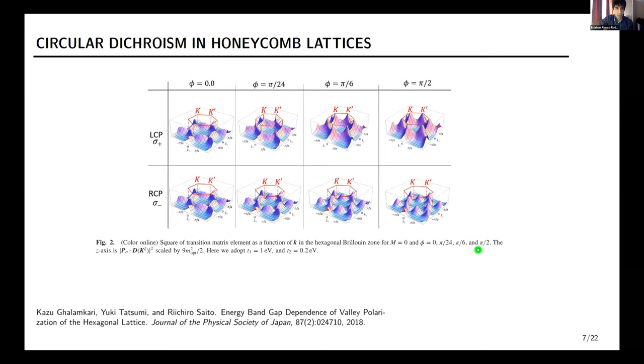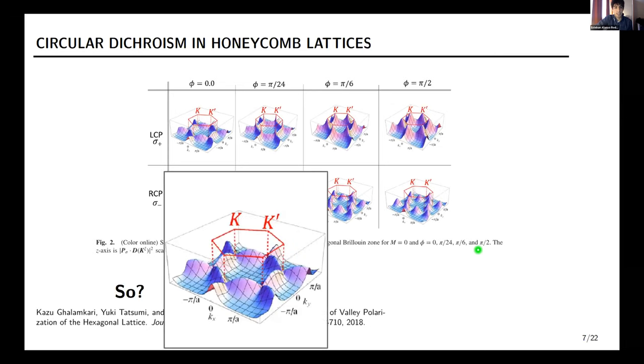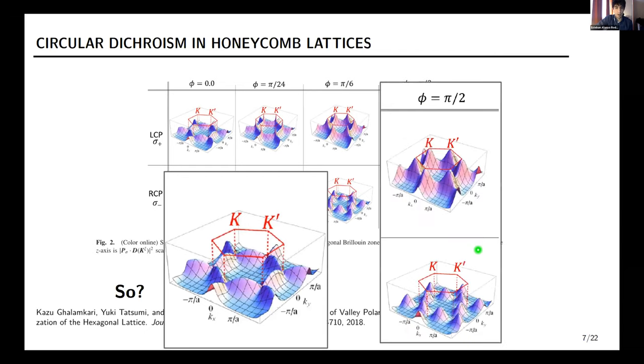Riichiro Saito and collaborators found that when you shine light on honeycomb lattices, you can find whether you have an optical transition element from the valence band to the conduction band, and it can distinguish whether you are in a topological phase or not. In the case of circularly polarized light, if you are in a trivial phase, you have all the transition elements from the valence band to the conduction band.